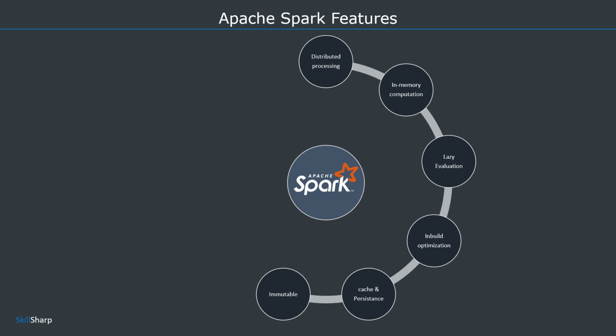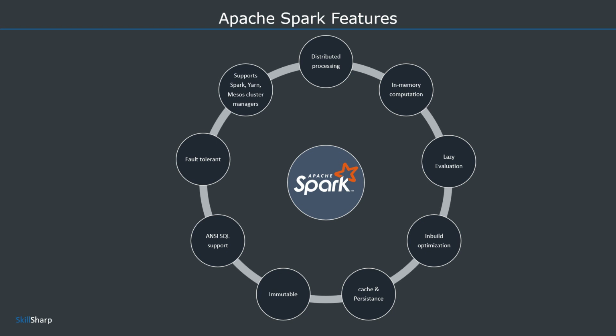Apache Spark core APIs like RDDs and DataFrames are immutable. Then it provides you an SQL-like syntax to use, and that is ANSI SQL support. As it is immutable, it provides you fault tolerance. Then it's the Spark engine that provides you multiple resource managers.